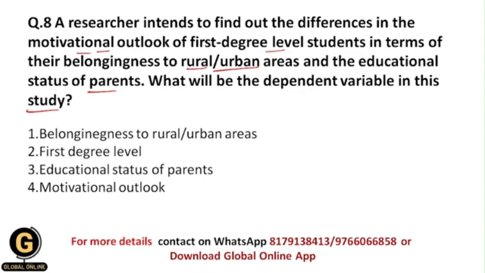So basically a researcher wants to study the motivational outlook of first degree level students, and that's why motivational outlook should be the dependent variable, because the variable which is under study, or the effect variable over here, is motivational outlook, and the independent variables are belongingness to rural or urban areas and educational status of their parents.